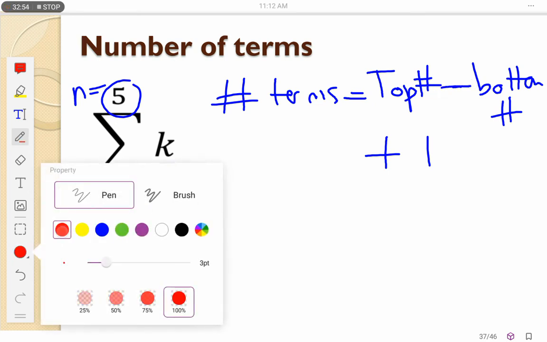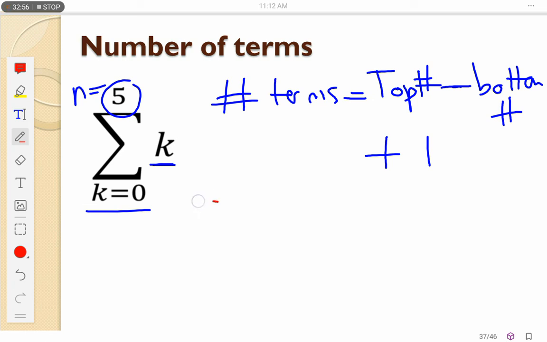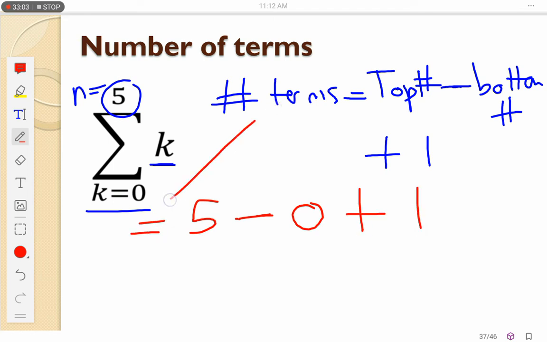Let me try to show you. Top number is 5, minus bottom number is 0, then we say plus 1. That's what I'm saying. So at the end of the day, I'll have 5 minus 0, which is 5, plus 1. So I'll have 6 terms here.